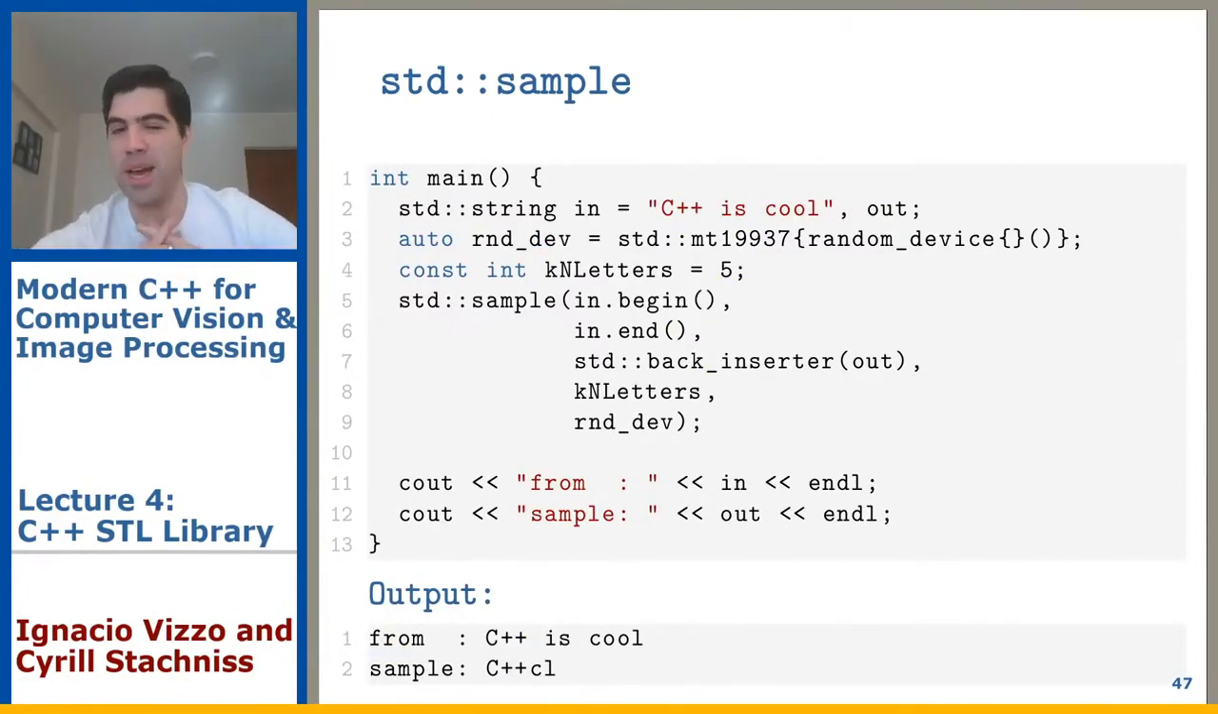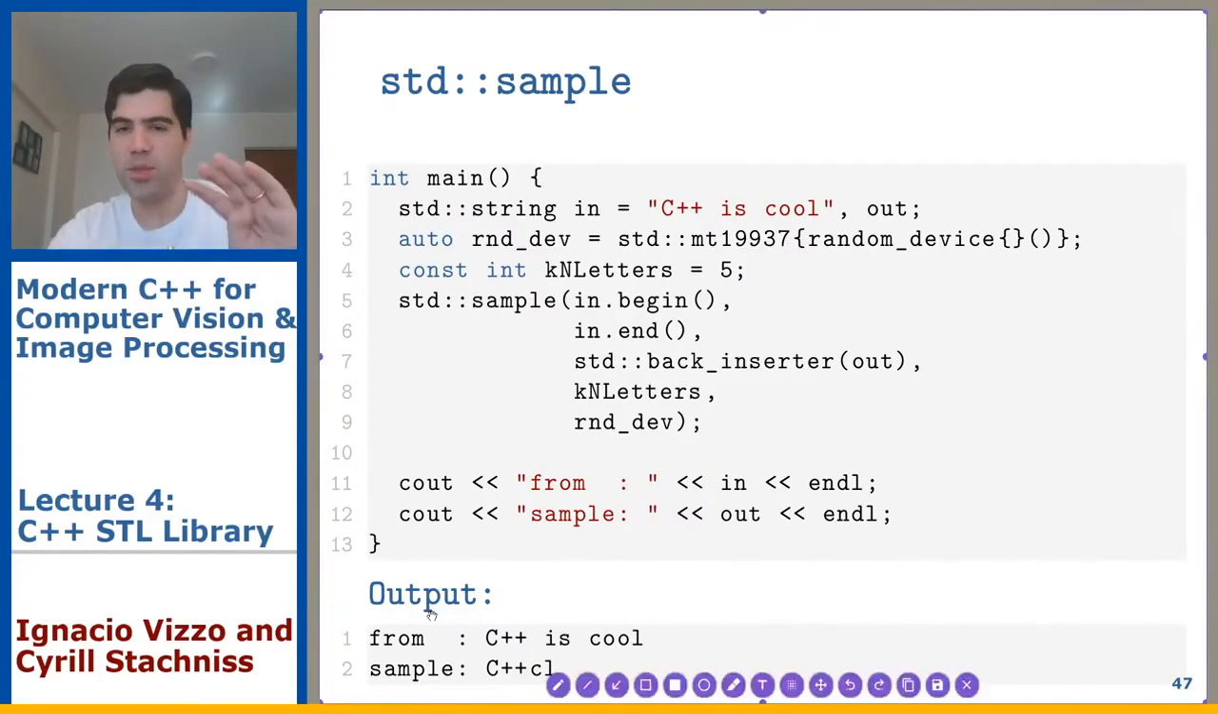And lastly, sample. This is something that you might use in our field, where we do a lot of probabilistic stuff. So let's quickly see this. You have a string that is "C++ is cool, I'm hoping to convince you". And then you have another string that will be the output, and then you will create a random device. It's defined in the random library, and then we want to randomly pick 5 letters from this string.